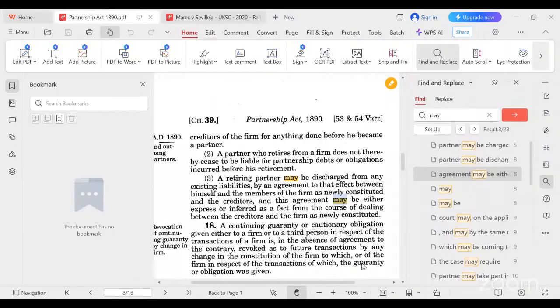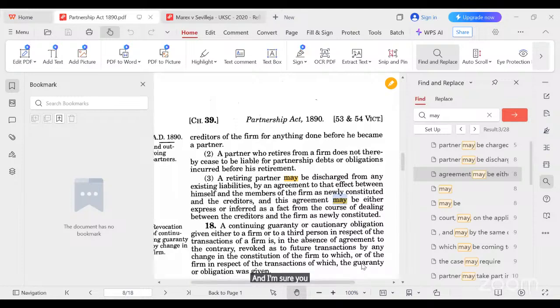Now, I just taught you that when you see the word "may", it is enabling. It enables. It says a retiring partner. We have seen 2 mandatory ones before now, but this one is using "may". A retiring partner may be discharged from any existing liability by an agreement to that effect between himself and the other members of the firm as newly constituted and the creditors. Because if there is a liability, the liability is owed to somebody, and that somebody is called the creditor.